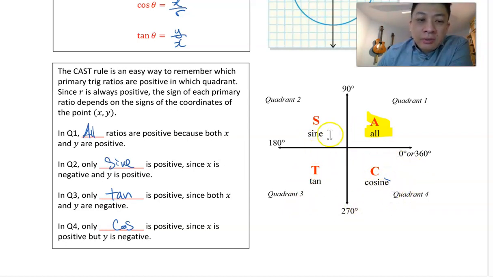This is something that's really important to memorize because it gives you a shortcut to build your angles greater than 90 degrees and calculate the related acute angle, or the reference angle. And that's what this part says here.